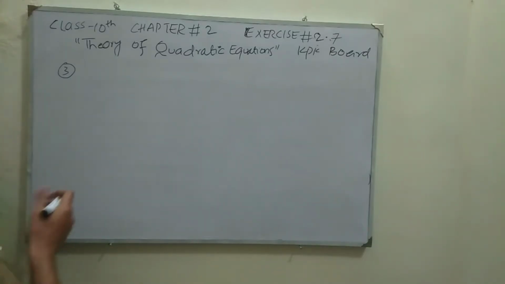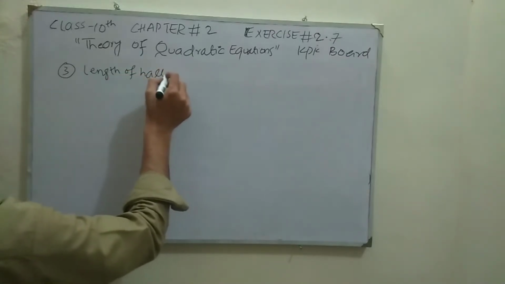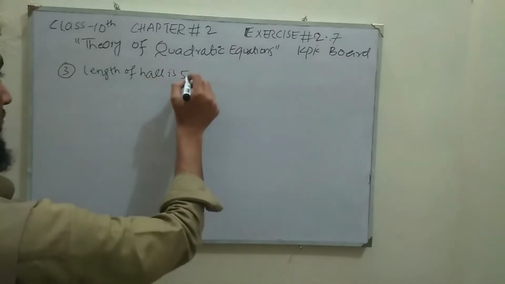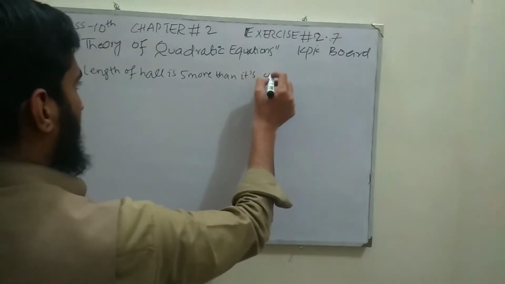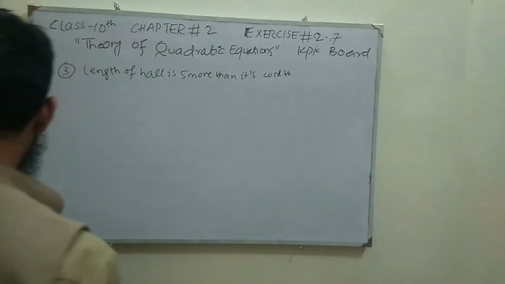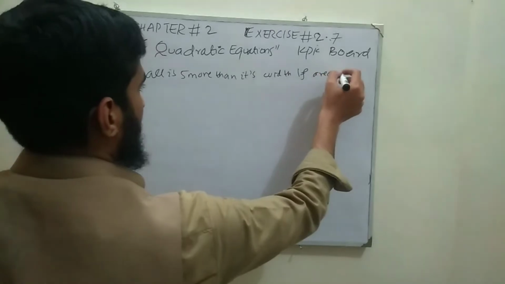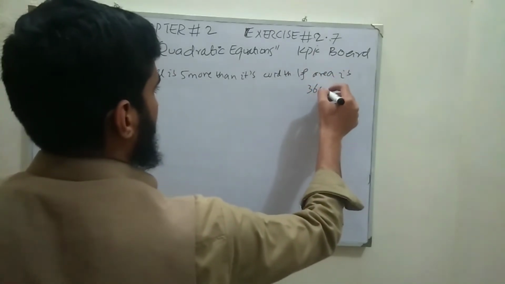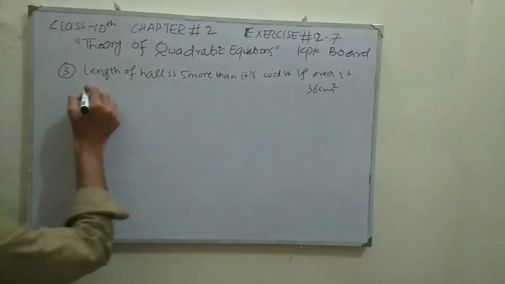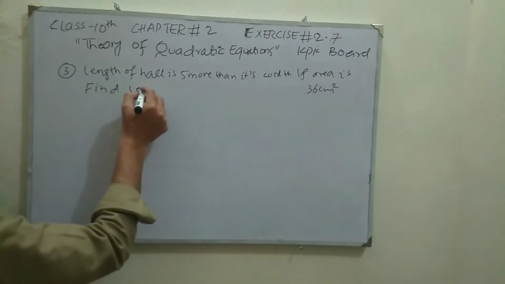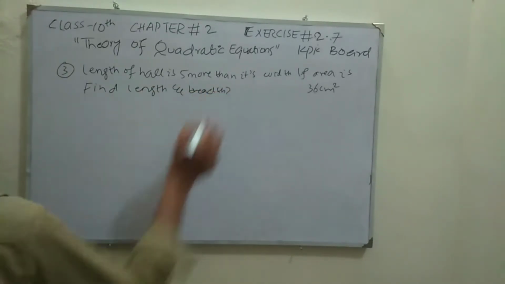The length of a hall is 5 more than its width. If the area is 30 centimeter square, find the length and breadth or width. Solution.